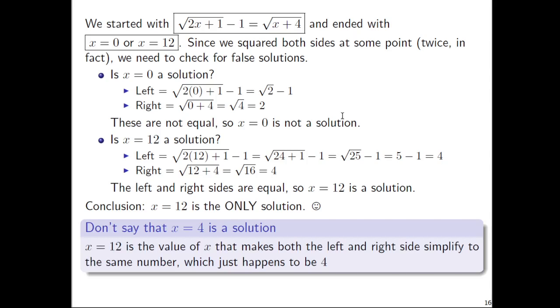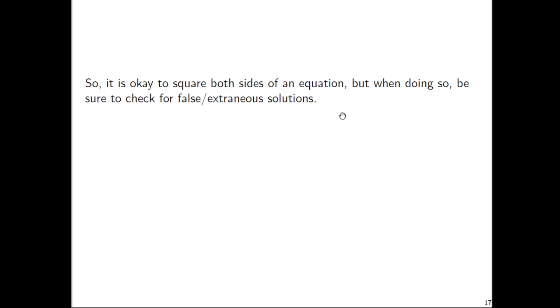Please be careful here. Don't say that x equals 4 is a solution. That's sort of an error that I've seen occur. X equaling 12, so 12 is the value of x that makes both the left and right side simplify to the same number, and that number just happens to be 4. But that doesn't make 4 a solution. So it is okay to square both sides of an equation, but just be careful, because when doing so, you have to be sure to check for any false or extraneous solutions. In the last example we did, we saw that x equals 0 was an extraneous solution.